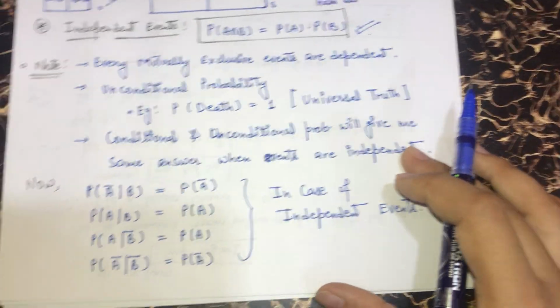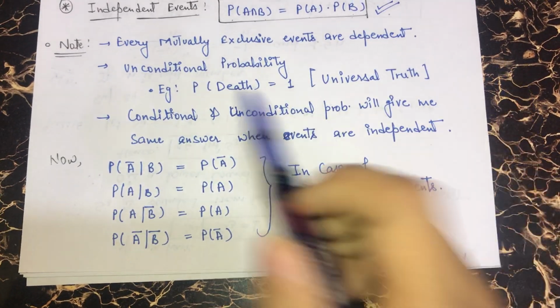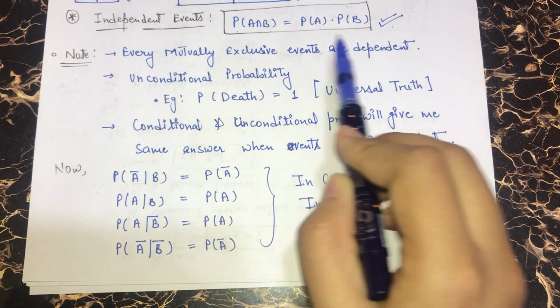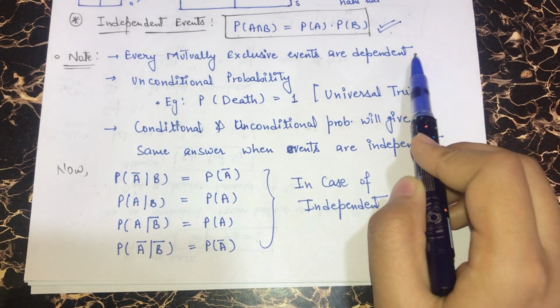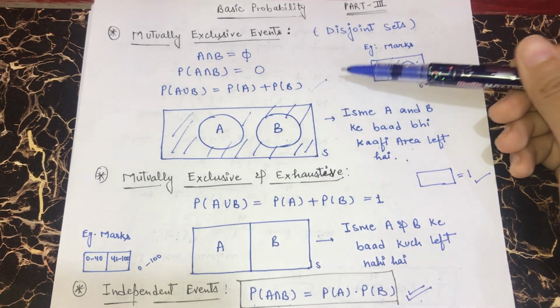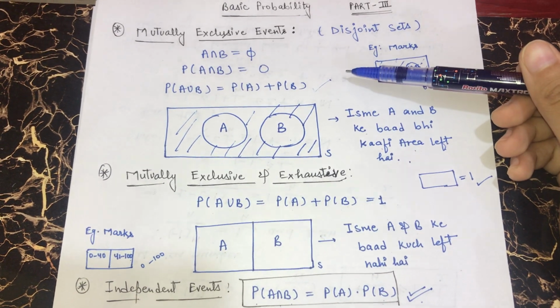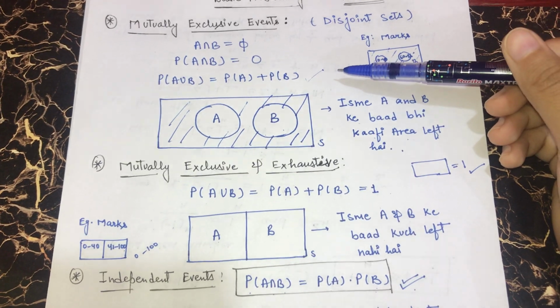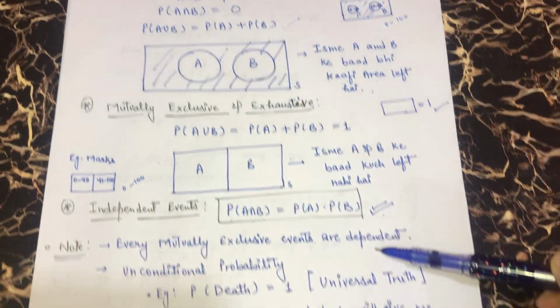Okay, moving on to some notes. Every mutually exclusive event is dependent. Mutually exclusive events, which we have studied above, are dependent. They are not independent events. Please make a note of it.